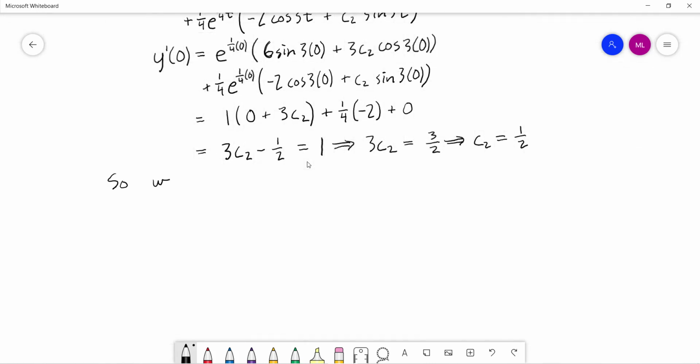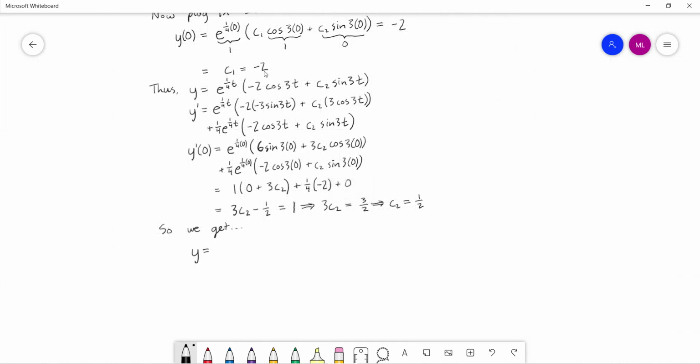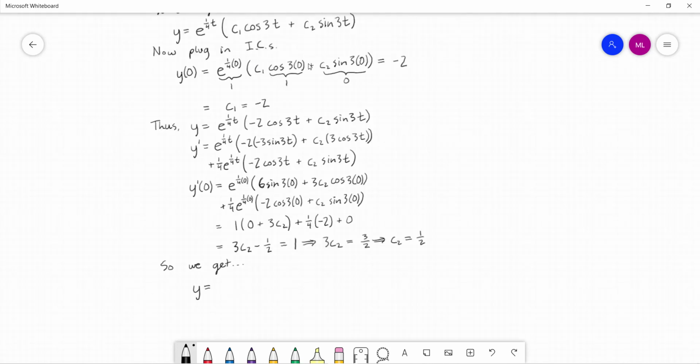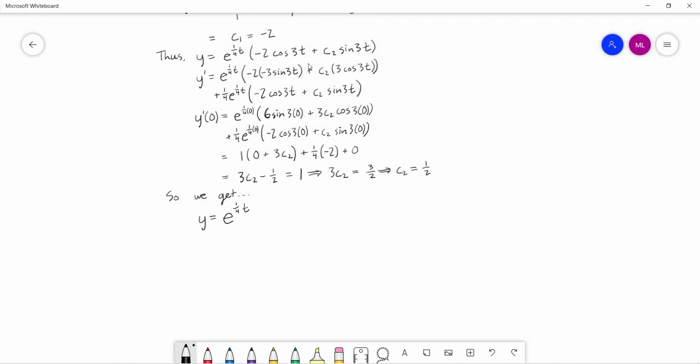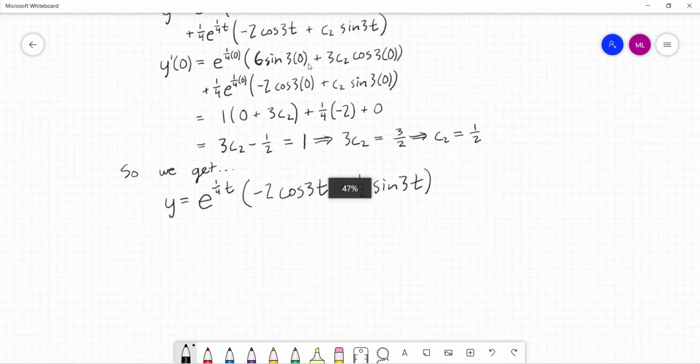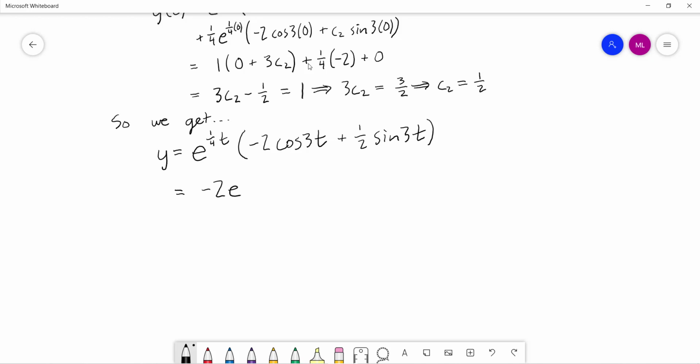Whew. So we get that y is equal to, coming back to all of this, c1 was negative 2, c2 is a half, so I just need to plug into this equation with those particular values of c1 and c2. So it's e to the 1/4 t times negative 2 cosine of 3t plus 1/2 sine of 3t. And if you want to write them out separately, that's totally fine. You could leave it like this. You could write it as negative 2 e to the 1/4 t cosine of 3t plus 1/2 e to the 1/4 t sine of 3t. However you want to write it. You can keep it factored. You can distribute. Six of one, half a dozen of the other as far as I'm concerned.